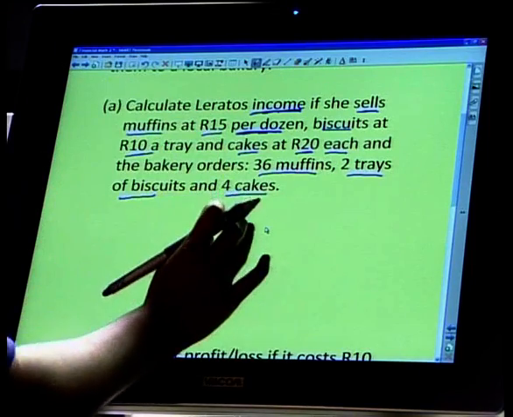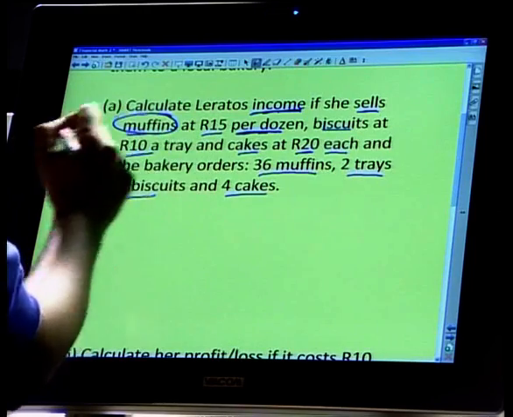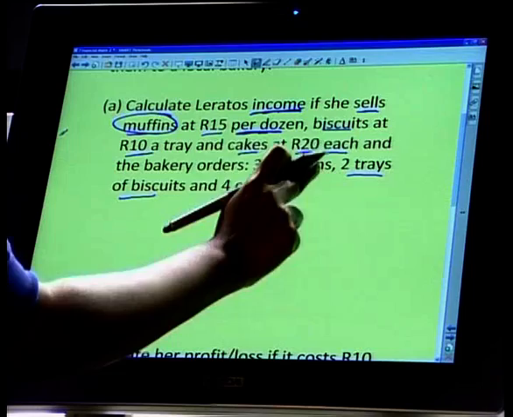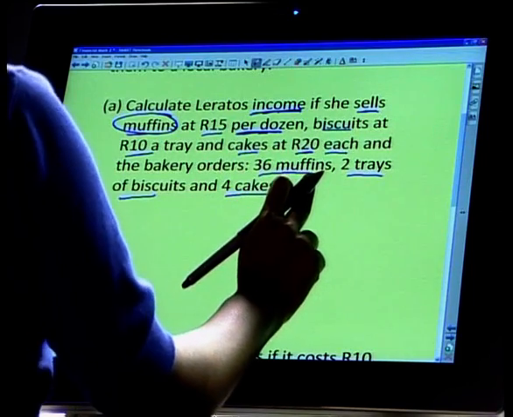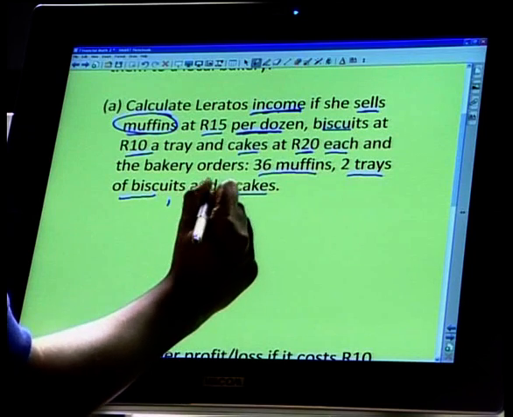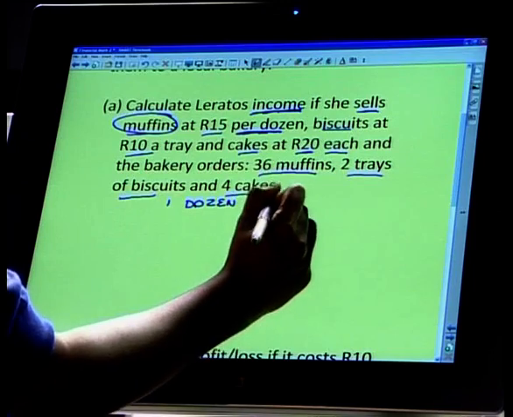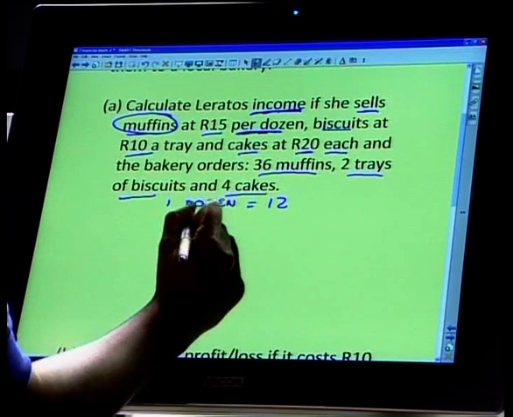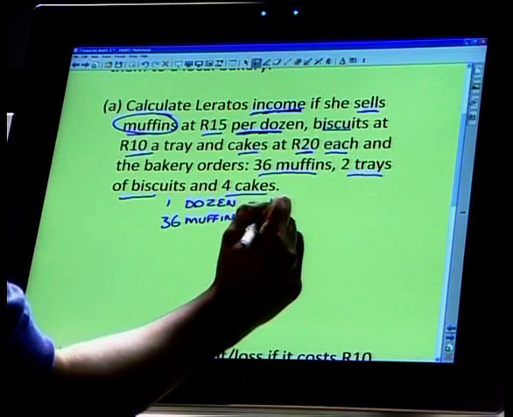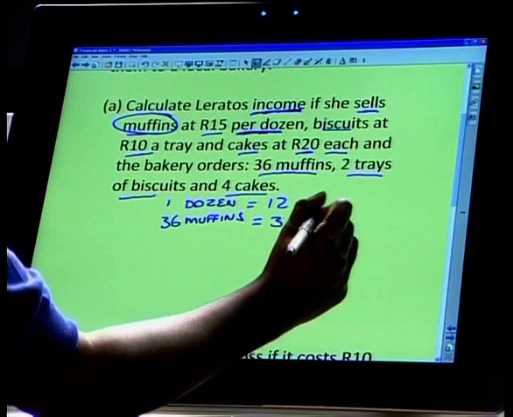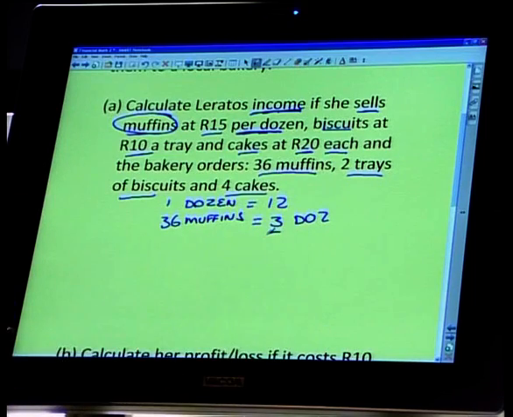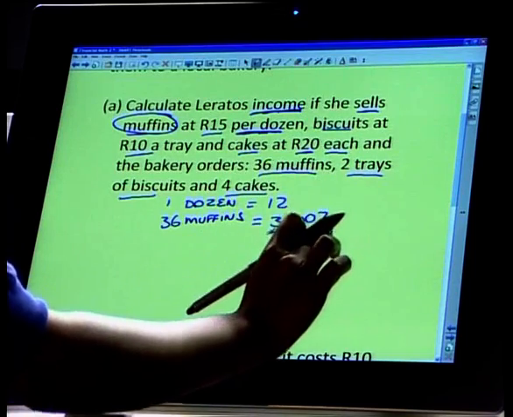Now, the first thing we're going to have to do here is, because the selling price of the muffins was given to us in dozens, we are going to have to change the 36 muffins firstly to dozens. Okay, so remember 1 dozen is equal to 12. So therefore, if I'm looking at 36 muffins, this would be 3 dozen, because 3 times 12 is 36, or 36 divided by 12 will give me an answer of 3. So 36 muffins are equivalent to 3 dozen muffins.